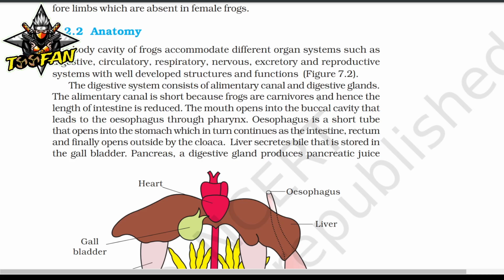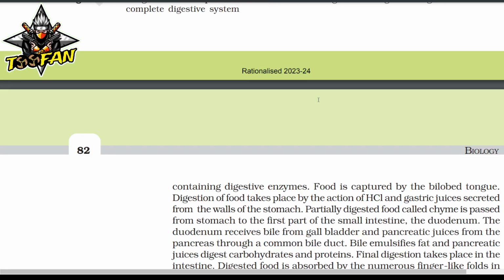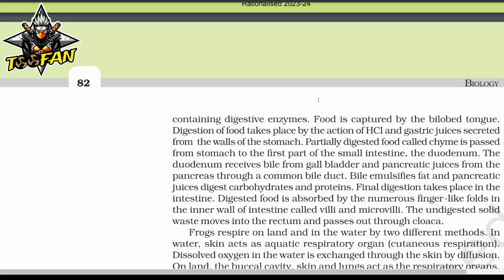The liver secretes bile that is stored in the gallbladder. The pancreas, a digestive gland, produces pancreatic juice containing digestive enzymes. Food is captured by the bilobed tongue. Digestion of the food takes place by the action of HCl and gastric juice secreted from the walls of the stomach. Partially digested food called chyme is passed from the stomach to the first part of the small intestine, the duodenum. The duodenum receives the bile from the gallbladder and pancreatic juice from the pancreas through a common bile duct.